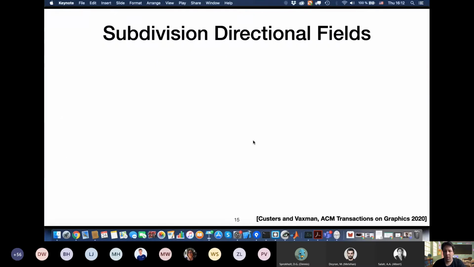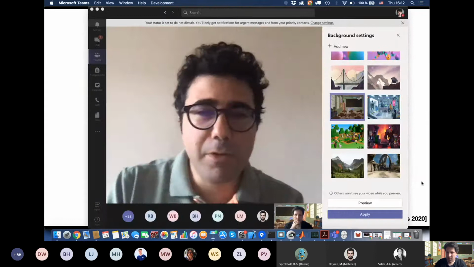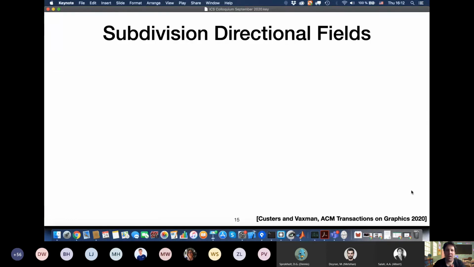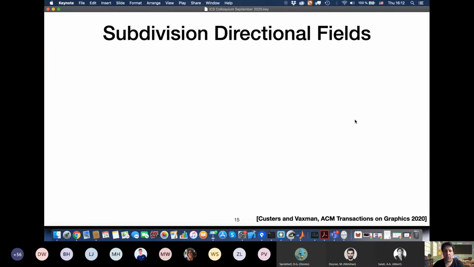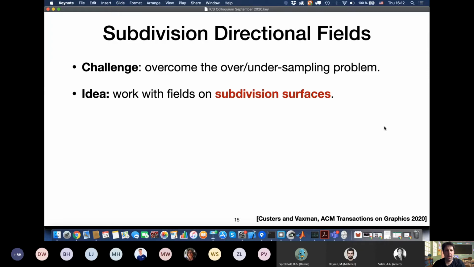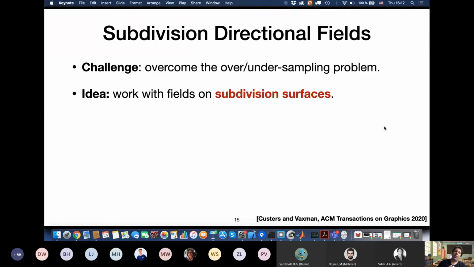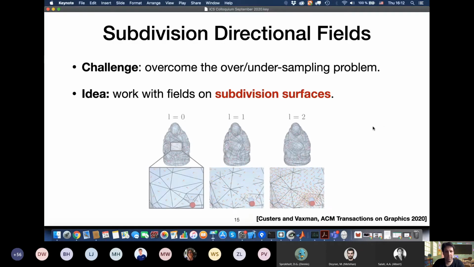I'm going to talk about one of my recent papers that I did to alleviate the problem between low and high resolution, and that's called subdivision directional fields. I did it with one of my master students, Bram Kaspers. The point is, instead of working on something that is only low resolution or high resolution, we work multi-resolution with something called subdivision surfaces that I will soon explain.